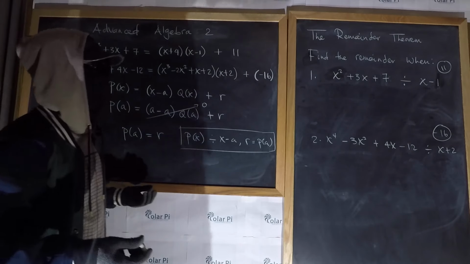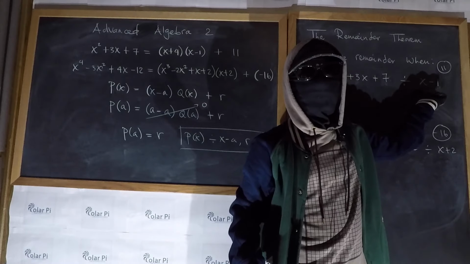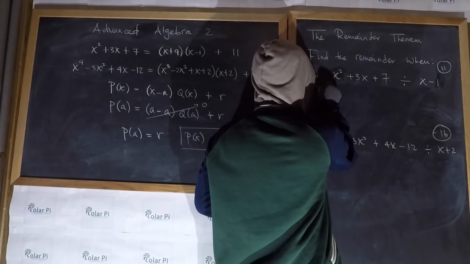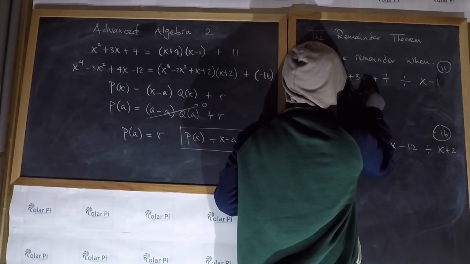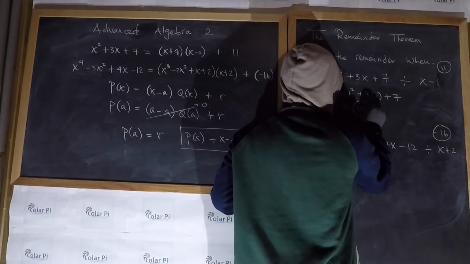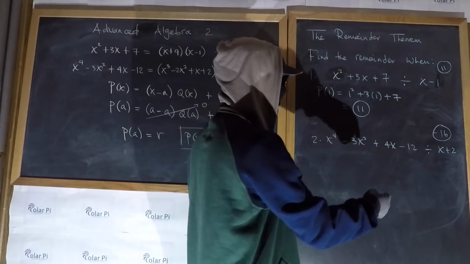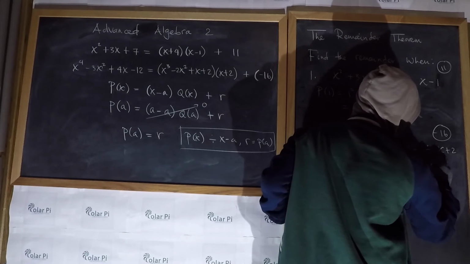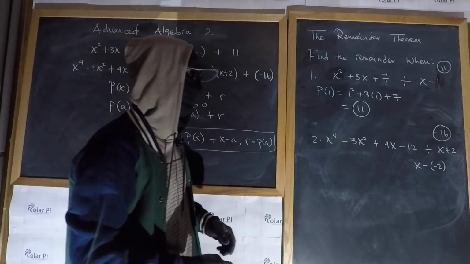Yeah? Okay. So, in this case, since what we're dividing by is already written in the form x minus a, a is 1, and so p of 1 is going to be plugging in 1 into this quadratic, which is 1 squared plus 3 times 1 plus 7, and that best be 11. And it is. And in this case, since x plus 2 is not in the form x minus a, we first write it as x minus negative 2. And now it is in the form x minus a, so a is negative 2.